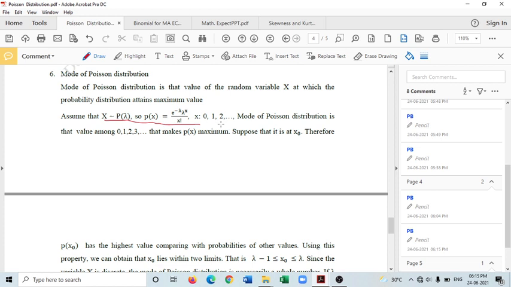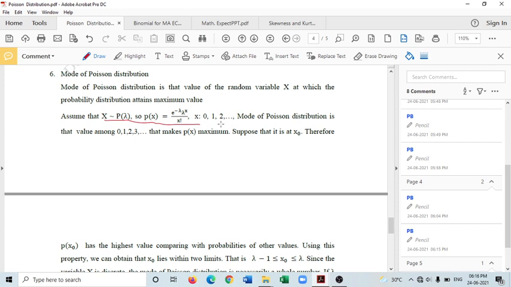We note that when x is 0, it is e raised to minus lambda, lambda raised to 0 by 0 factorial. When x is 1, e raised to minus lambda, lambda raised to 1 by 1 factorial. When x is 2, e raised to minus lambda, lambda square by 2 factorial, etc. So at one of these probabilities, generated by putting 0, 1, 2, etc., the probability becomes maximum. That maximizing value of x is considered as the mode of Poisson distribution. So you will get a general equation in terms of lambda for getting the mode of Poisson distribution.